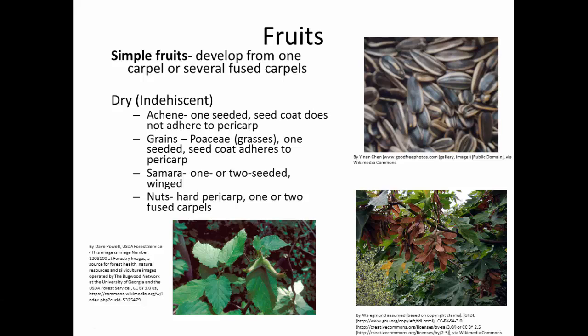In the achenes, the seed coat does not adhere tightly to the pericarp. One example of an achene is the fruit of the sunflower plant. If you've cracked open a sunflower seed before, you know that the hull is kind of stony, and inside there's a seed, and when you open it up, it just kind of falls right out. That hull is the fruit, the pericarp, and the seed coat doesn't adhere tightly to it, so it can easily be removed from the fruit.